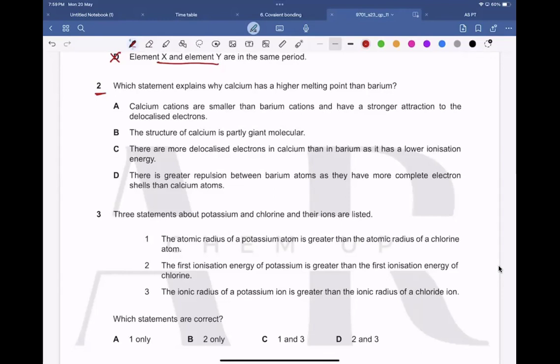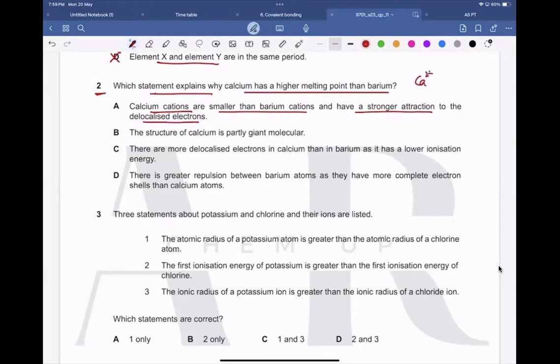Which statement explains why calcium has a higher melting point than barium? Okay, calcium cations are smaller than barium cations and have a stronger attraction to the delocalized electrons. Yes, a higher melting point means that it has stronger forces of attraction. Yes, Anshara. So calcium has a smaller cation, right?